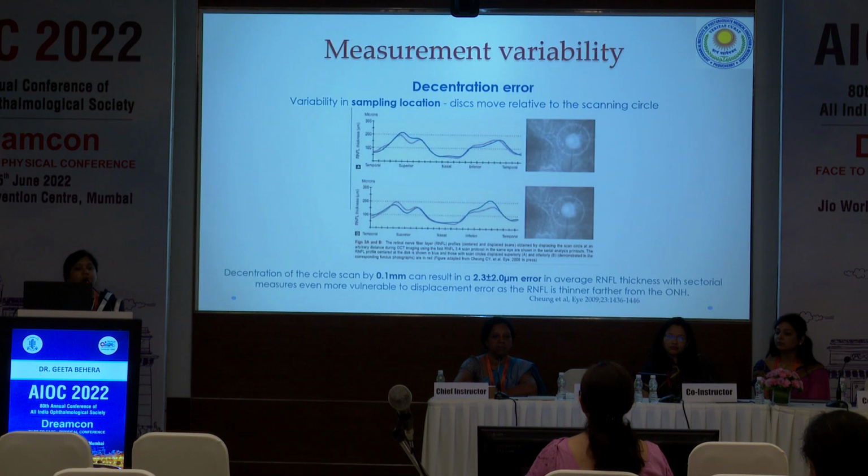Now, measurement variability can also be due to decentration errors. Now, with decentration errors, a circle scan error of 0.1 mm can lead to a 2 micron error in the average RNFL thickness. Now, this is huge because the guideline for suspecting progression is 2 microns. But if your scan circle is decentered by even 0.1 mm, you're making an erroneous diagnosis.